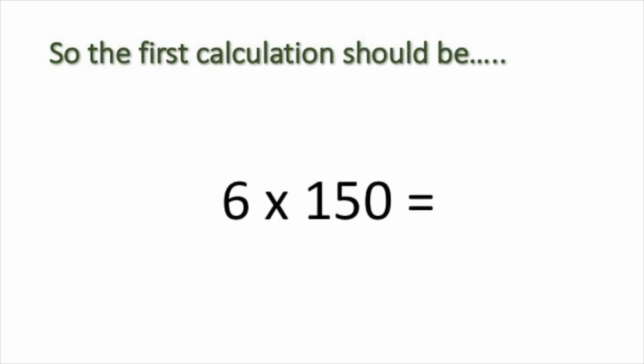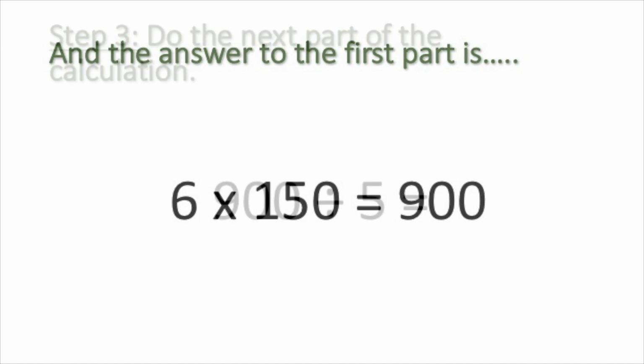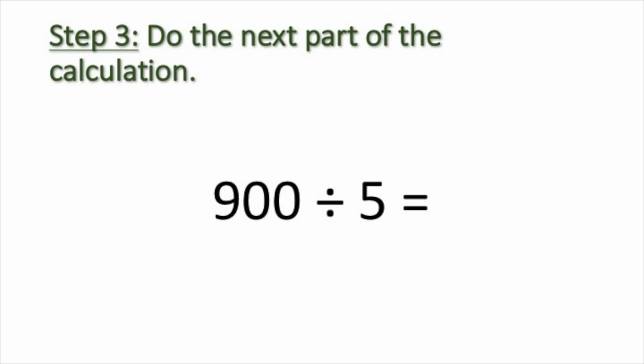Perfect. 6 times 150 equals... Are you sure? Are you really sure? Let's see. 6 times 150 equals 900. So that's how many pencils in total. We have 900 pencils. But remember, we need to divide the pencils into boxes of 5. So the next step of the calculation, 900 divided by 5.